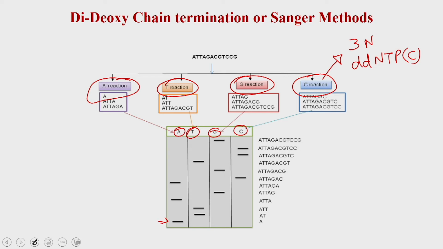In this case the lowermost band is in the A lane. So, you are going to write A. Now, the next band is in the T, so you write T. The third band is also again in the T, so you will write A T T. Now, the fourth band is again in the A.